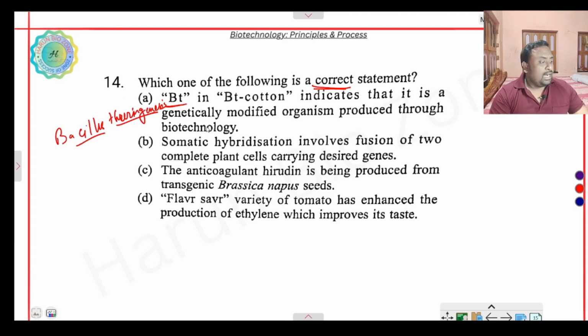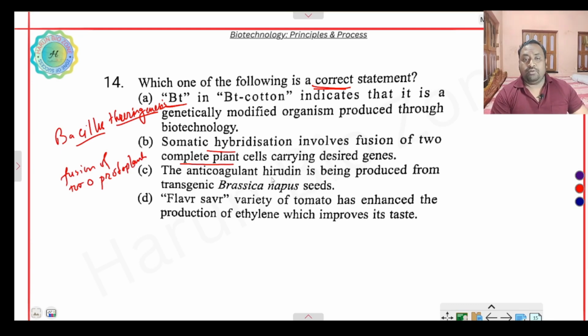Then, is somatic hybridization involved? Somatic hybridization means two somatic cells are hybridized, for example protoplast fusion. Somatic hybridization involves fusion of two protoplasts, not complete plant cells. A protoplast is a cell without a cell wall.